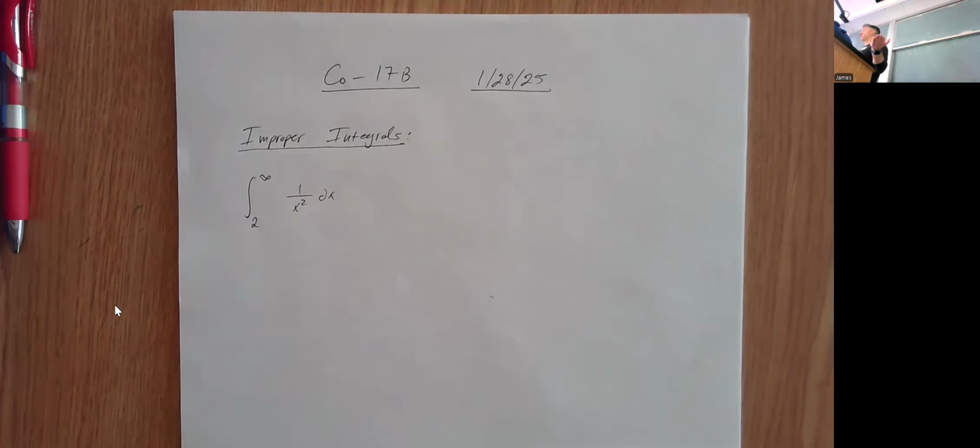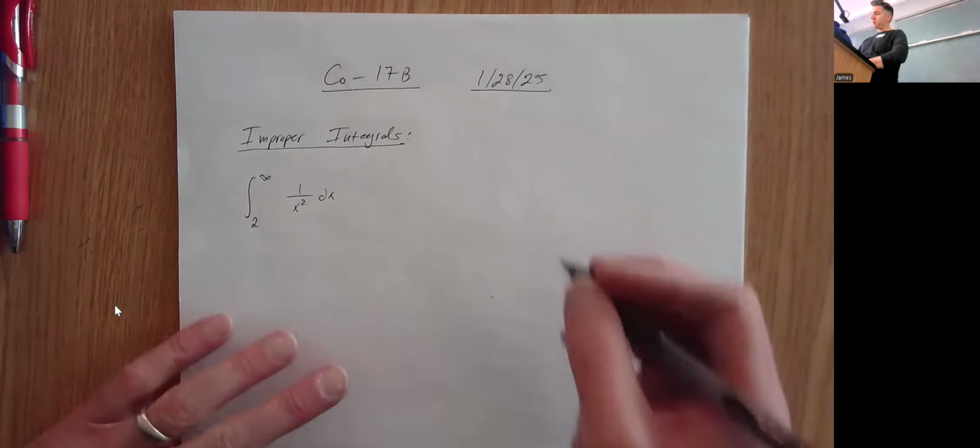The other way, a definite integral, right? Because these are all going to be definite integrals. Another way a definite integral can be improper is if the function you're integrating is undefined somewhere on the interval. So that's not this case. This one is just an infinity here.